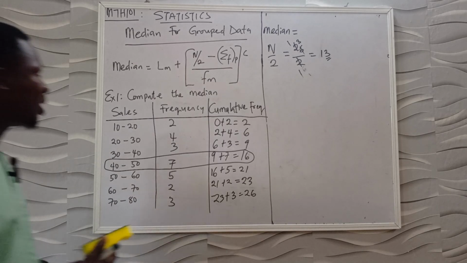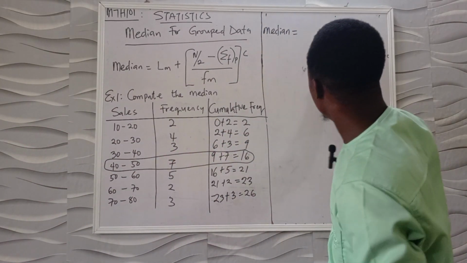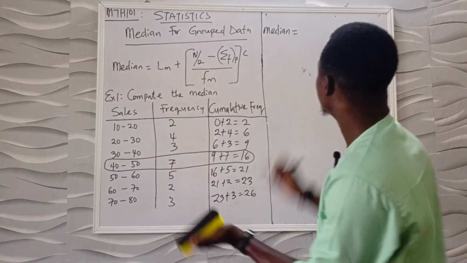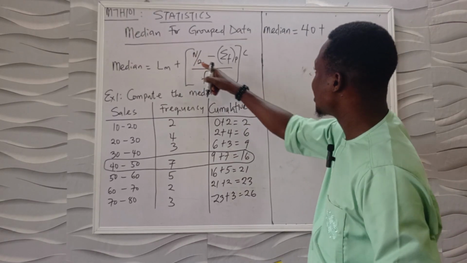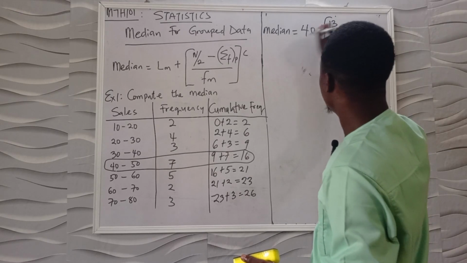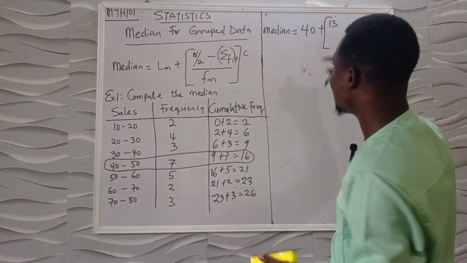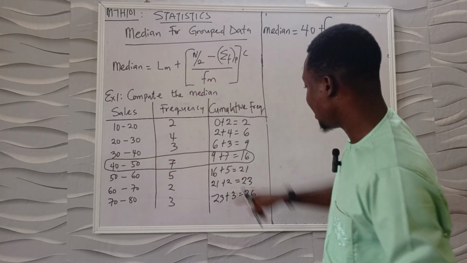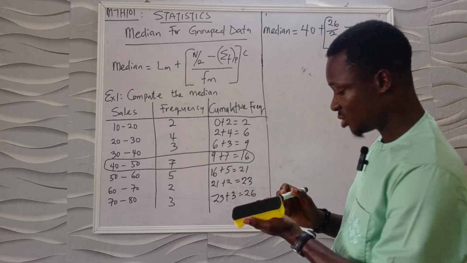So from this particular class, what is the lower class boundary? The lower class boundary there is what? 40. So we have 40 plus, what's the next one? We've already solved this, and we said this is what? 13. From the simple mathematics we did here, that's N over 2. What is N? N is 26. 26 all over 2 minus.